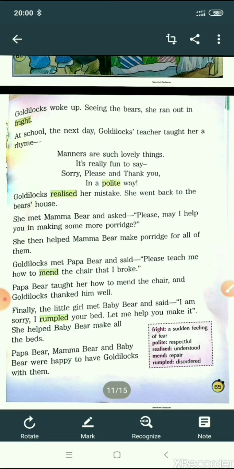When she saw the three bears in front of her, she was frightened, and she ran out in fright. She did not say anything. She just ran away from there.